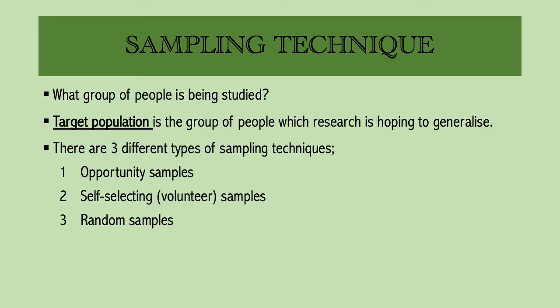Okay? Okay, now sampling technique. Sampling technique is basically how do you recruit the participants? How are you going to make the participants participate in your study? Okay? What group of people is being studied? It's the target population. Target population is the group of people which the research is hoping to generalize to.